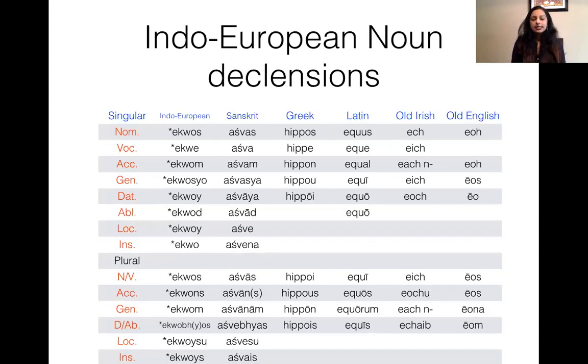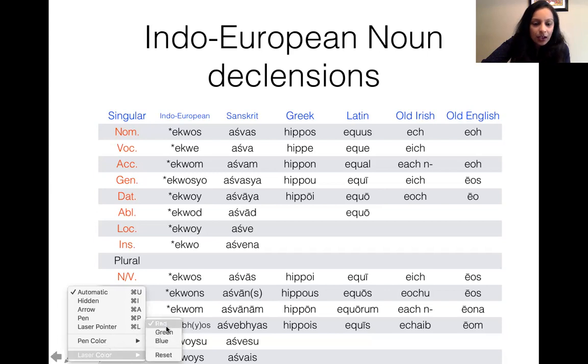So here is a list of Indo-European noun declensions. I will tell you at the outset, your exam is going to be open book. So you don't need to memorize anything. So just don't be like, oh my God, what is all this? This looks really complicated, but it's actually not so complicated. So let me walk you through this table.